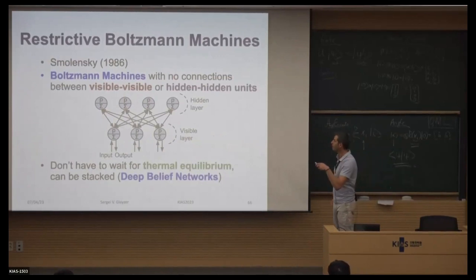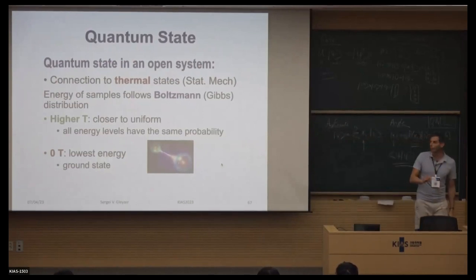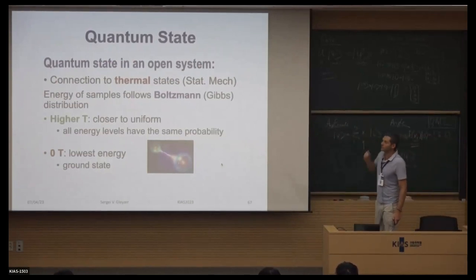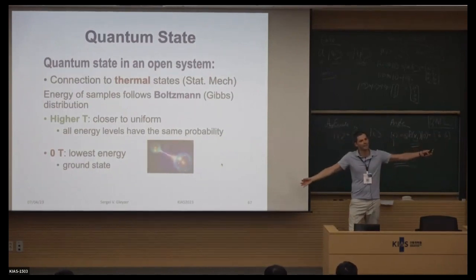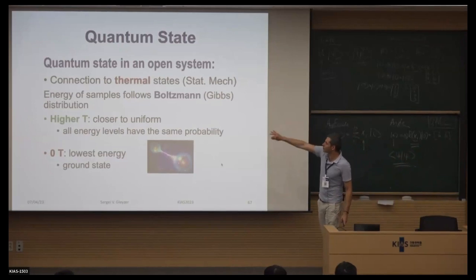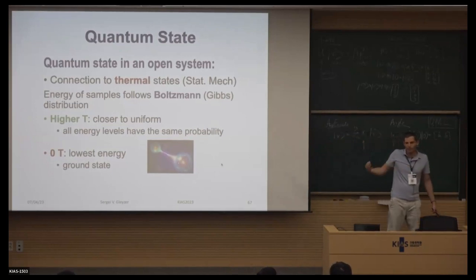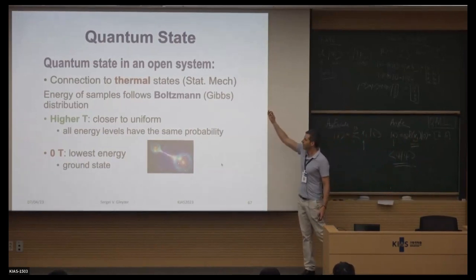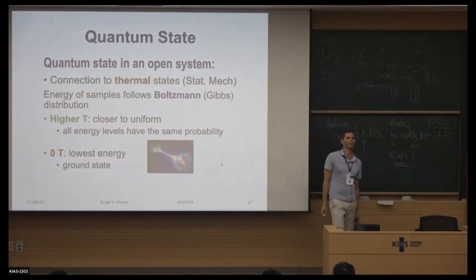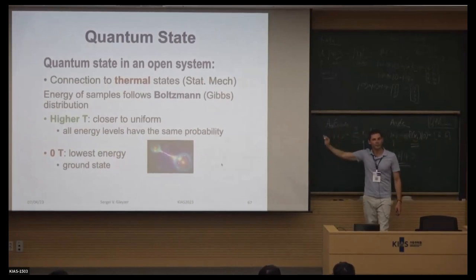Here is the key part. The quantum states that we talked about, what are they? It's an open system. Because it's an open system, you get a huge ensemble of states, and therefore the energy of those samples follows, again, this Boltzmann distribution. And again, we can define a temperature. What does it mean to have zero temperature? It means you're at the ground state, lowest energy. Higher temperature means you're closer to a uniform probability. Okay? So there is a deep connection to statistical mechanics.